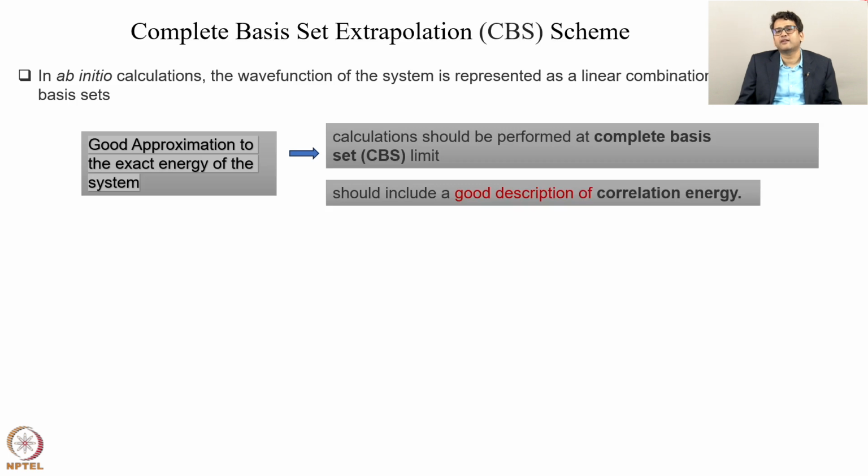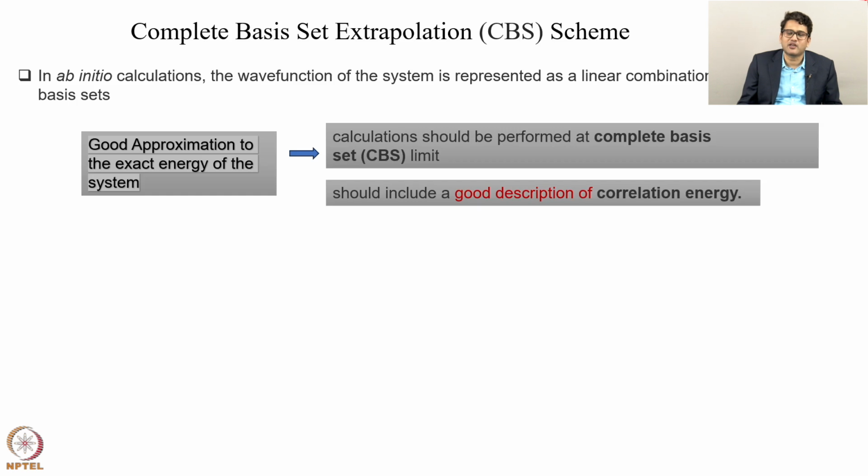And the second thing is that you need to have a good description of the electron correlation energy. Now, what is a good description of the correlation energy? There is no clear answer to it. In the ideal case, full CI is of course the best solution, but full CI you cannot really do on anything beyond a diatomic molecule in a very small basis set. So, for all practical purposes you need to take an approximation.